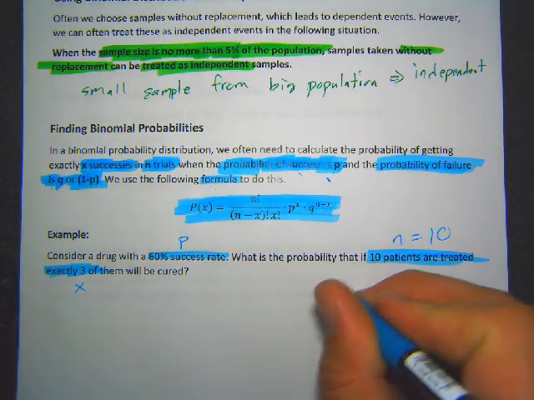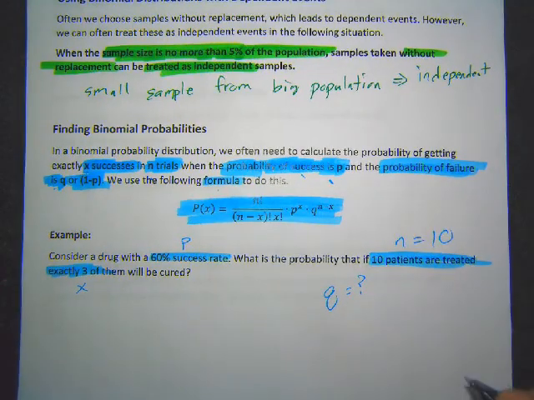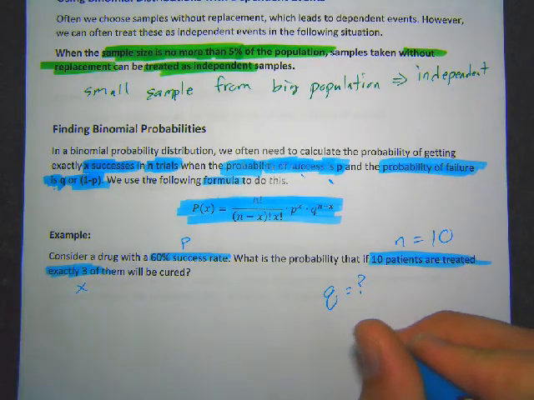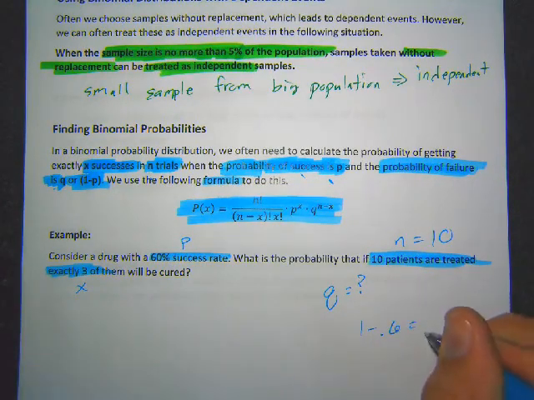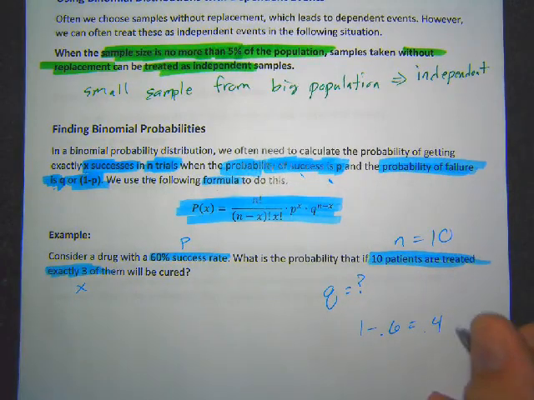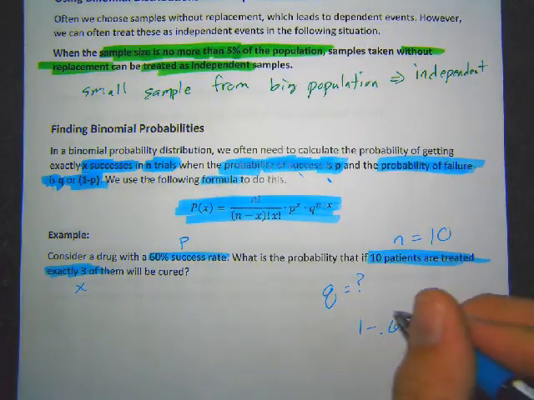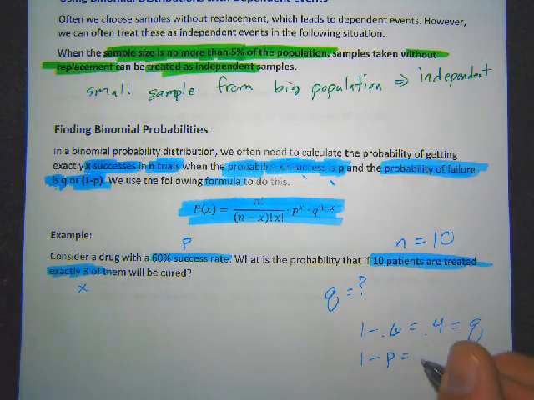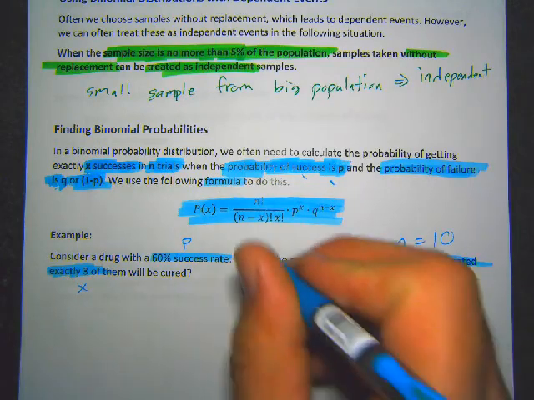What would Q be in this case? Well, remember that if P is 60%, we just take 1 minus 0.6, which gives us 0.4, and that's Q. So again, 1 minus P equals Q. So you can always find Q. If you know the probability of success, you can always find the probability of failure. So Q would be 40%.